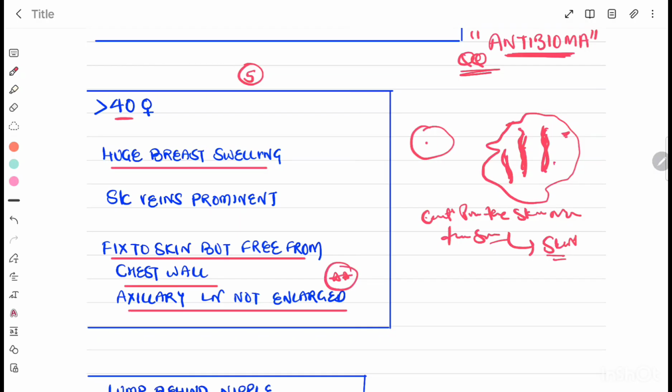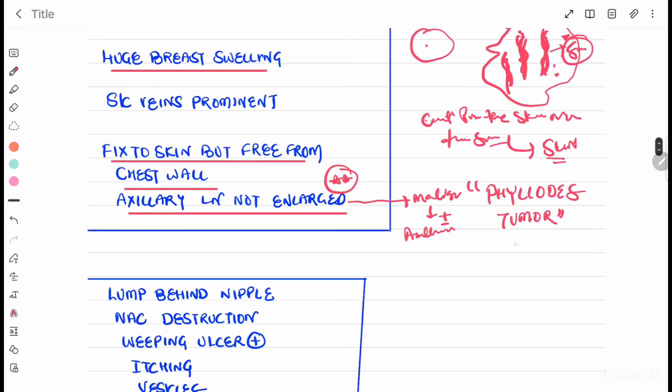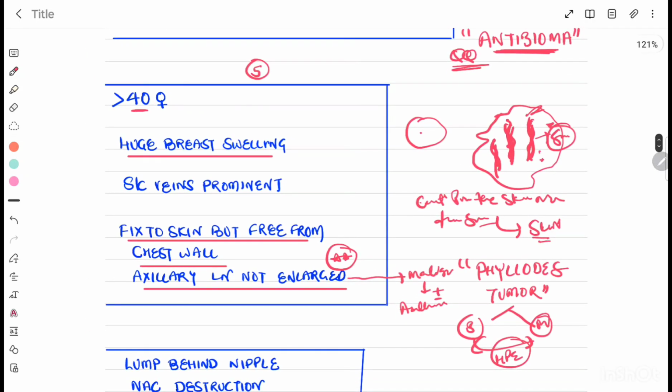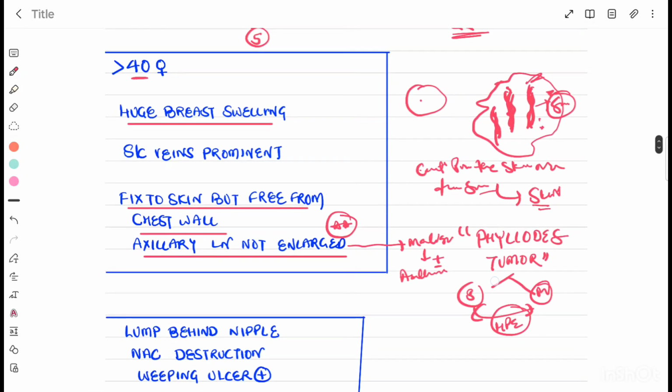So this is the point which differentiates it from malignancy, because in malignancy there may or may not be involvement of lymph node, but the swelling is fixed to the skin, a huge swelling with venous supply seen on the surface of the swelling. Then it can be a phyllodes tumor, and the phyllodes tumor can be benign or malignant, which can be differentiated on the basis of histopathological examination. So this is the fifth case in the list of painless breast lump.